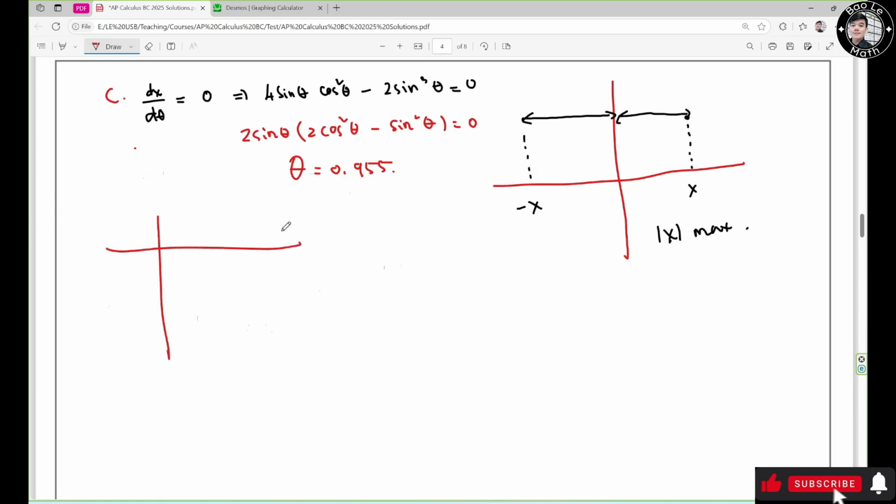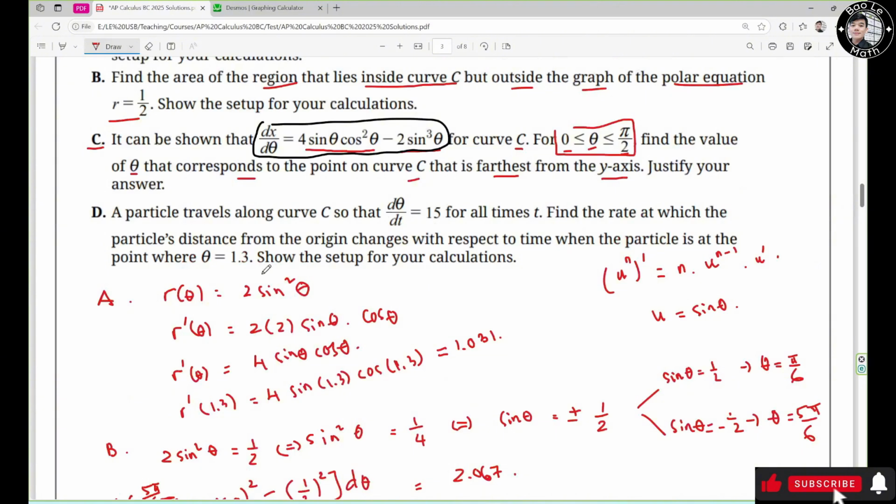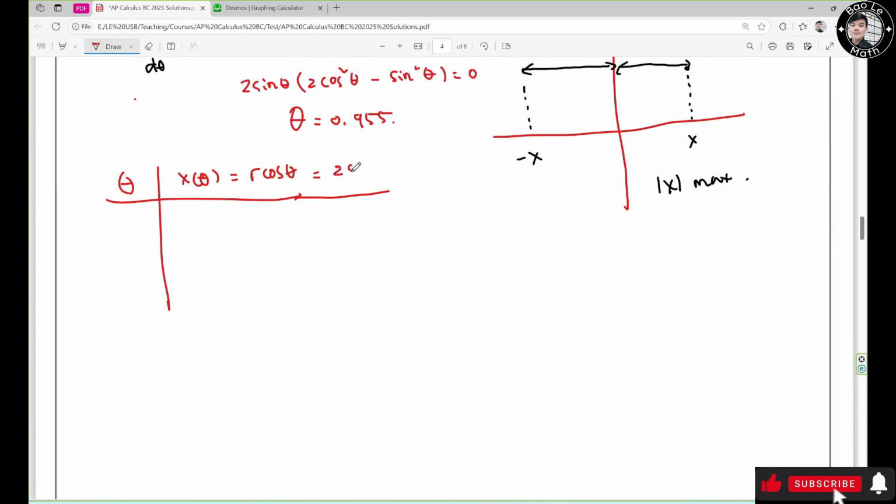So we have theta right here, and this is S, R theta. This one is actually R cosine theta. But R equals 2 sine square theta, so it could be 2 sine square theta times cosine theta. Now I have 0, 0.955, and the last one should be pi over 2.